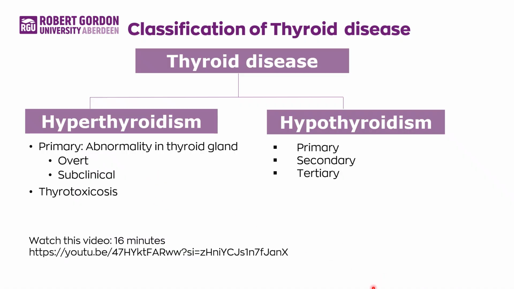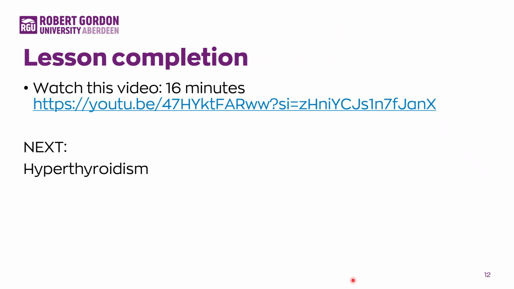I would strongly recommend that you watch this 16-minute video that explains thyroid disorders using very good diagrams, and also helps you wrap up this part of the lecture series. Again, it's the same video, 16 minutes long. Next we'll be delving into hyperthyroidism, and then we'll move on to hypothyroidism. Later, we'll examine each type in depth and look at how the diagnosis and treatment differ. Thank you for listening.